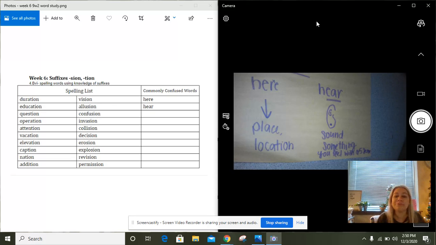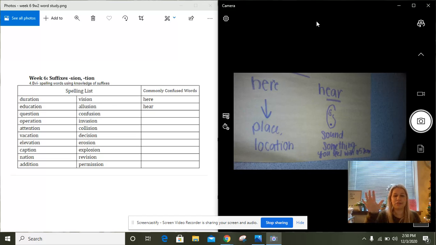So, your spelling test this week, 10 questions. 5 are going to be, is it S-I-O-N or T-I-O-N? So I put, choose the correct spelling of the word. Then 5 questions, each one is going to have a word with either T-I-O-N at the end of it or S-I-O-N. You have to pick which one is spelled correctly.